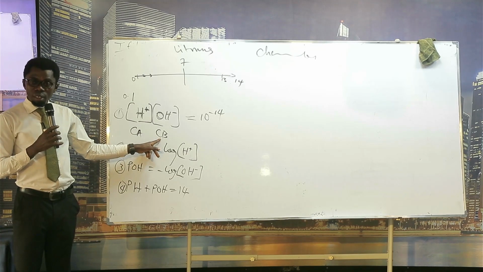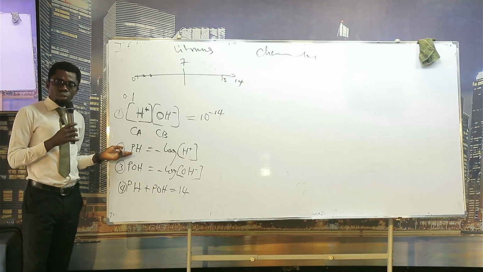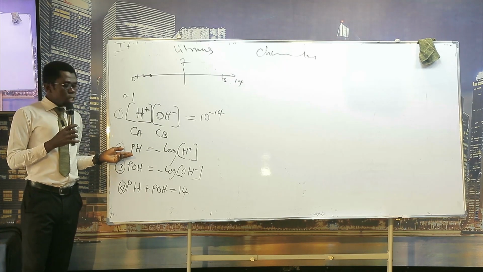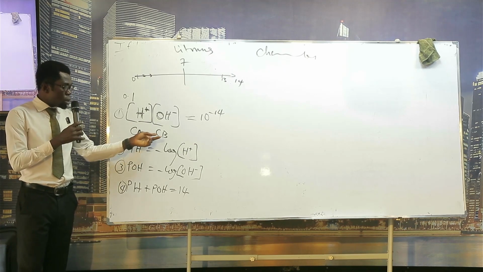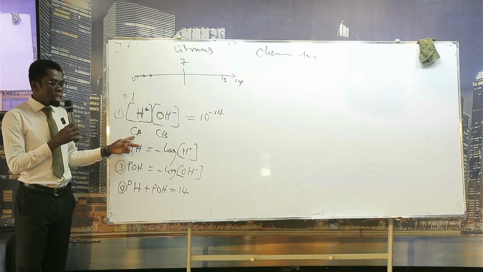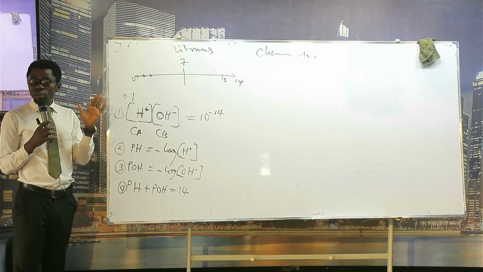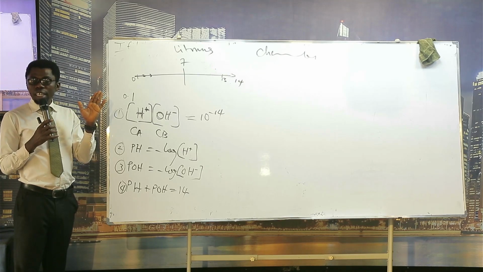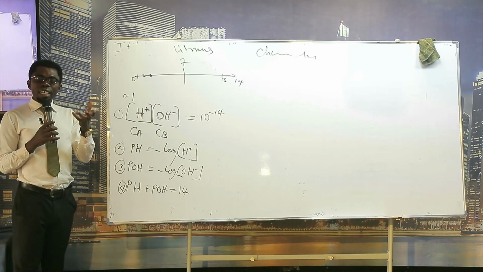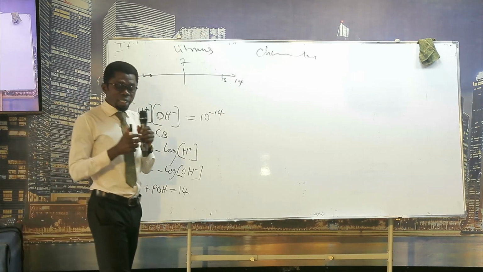Do you understand me now? Once you get the concentration, you now move down to this formula. If the concentration you are getting is CB, use this one. If you are getting CA, use this one. That's all. Now, I will only be treating the exceptions in it. Then, exception number 1 in that calculation.